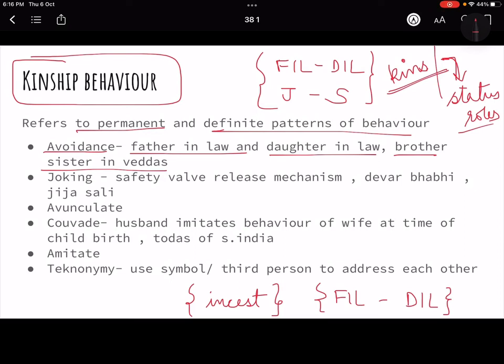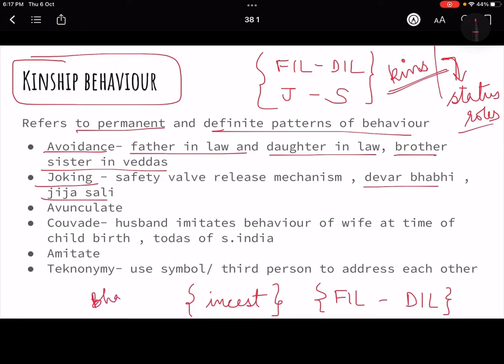For example, brother sister in Vedas, or father-in-law and daughter-in-law. So father-in-law and daughter-in-law, the daughter-in-law will always come with a dupatta on the head, cover her head when she comes, and wo directly baat nahi karenge. So this is the first kind of relationship. The second would be joking relationship. That is there between, you can say, devar bhabhi or jija sali, right? So basically this is a safety valve mechanism, because when you tend to live in a new group, in a bigger group, in extended families, there are people from different families. For example, a new bhabhi comes in the family, right?